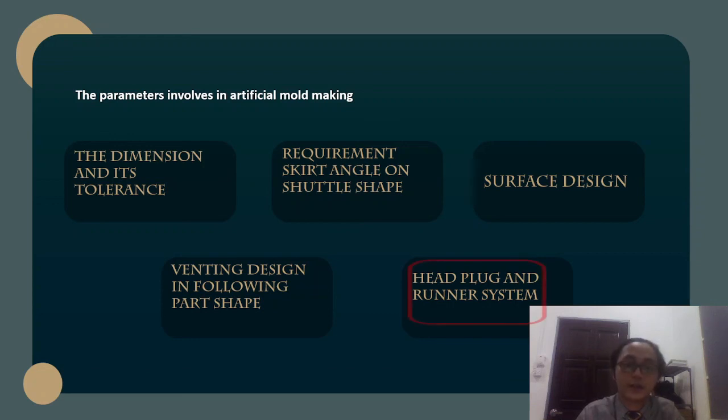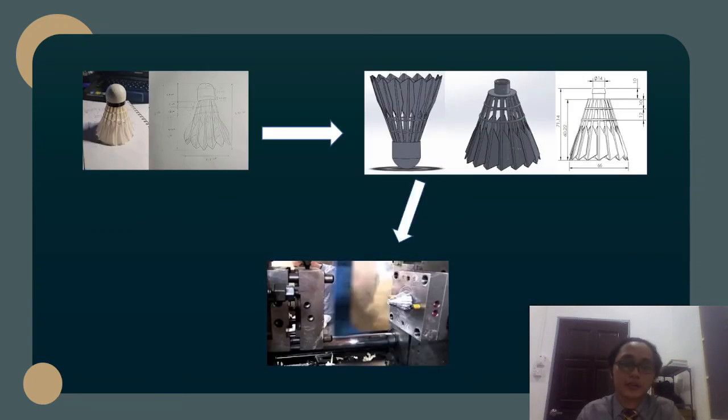The next one is the head plug and runner system. The body of the plug is connected to the form by plugging. The plugging part is expected to be connected to the runner, gear and screw. Next, the figure shows how the expected process will be done.